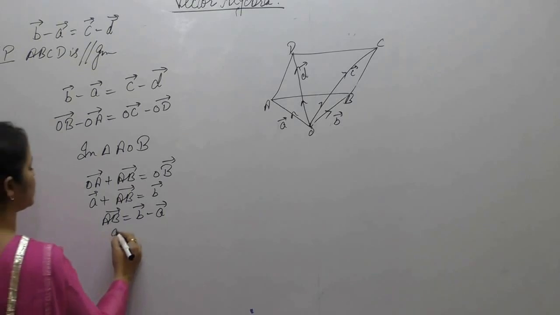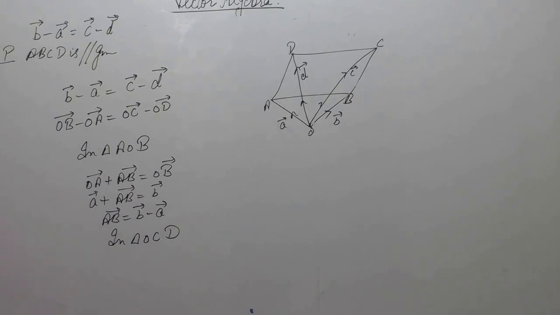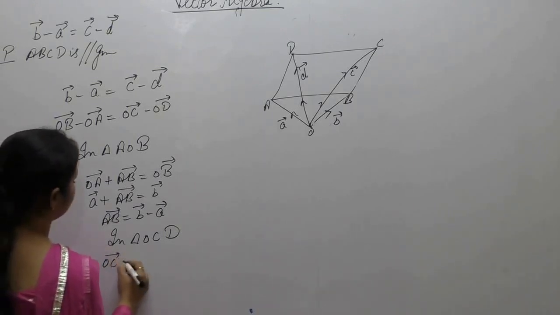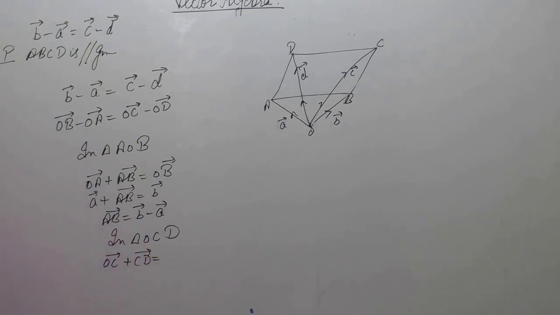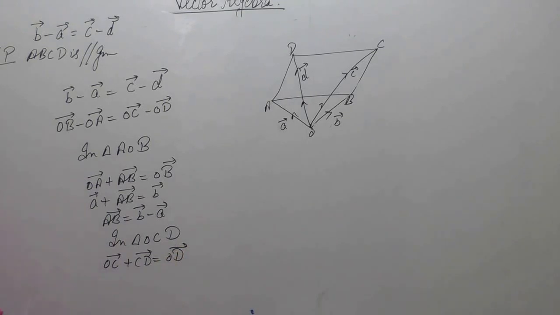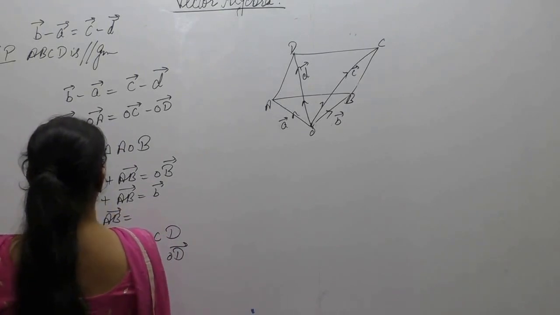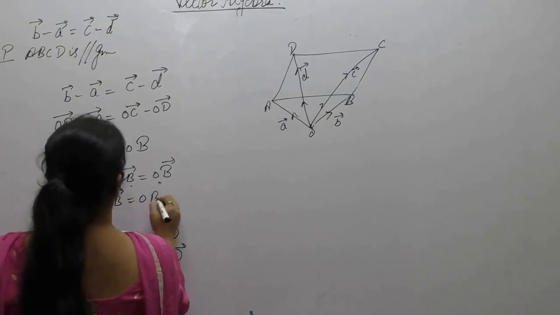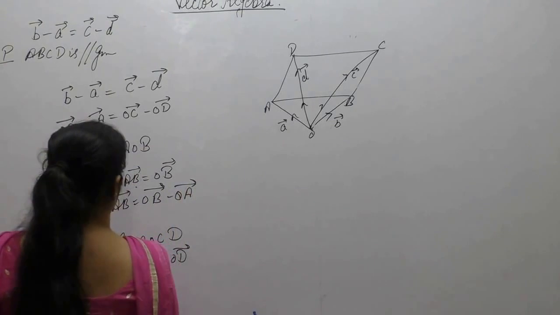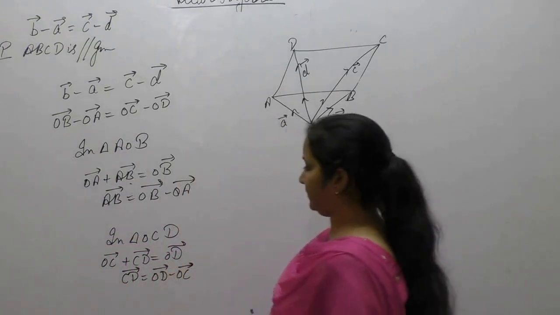Now in triangle OCD, OC vector plus CD vector is equal to OD vector. Or we can write it as AB vector is equal to OB vector minus OA vector. Now CD vector is equal to OD vector minus OC vector.